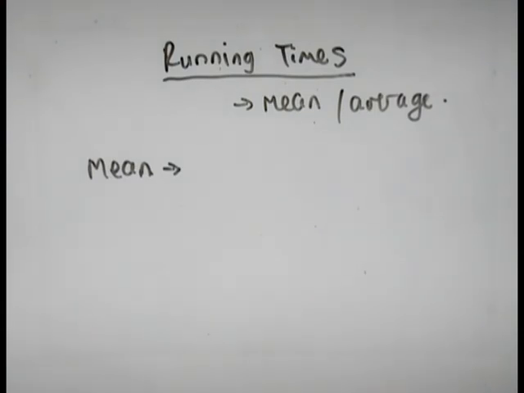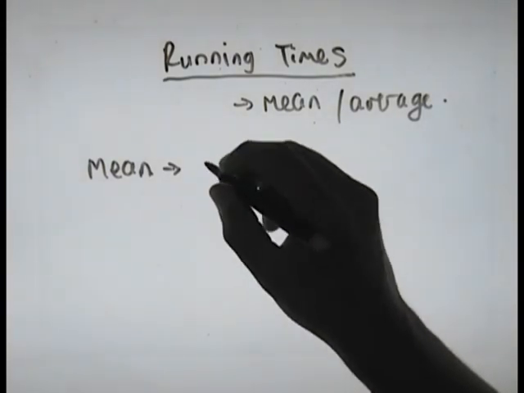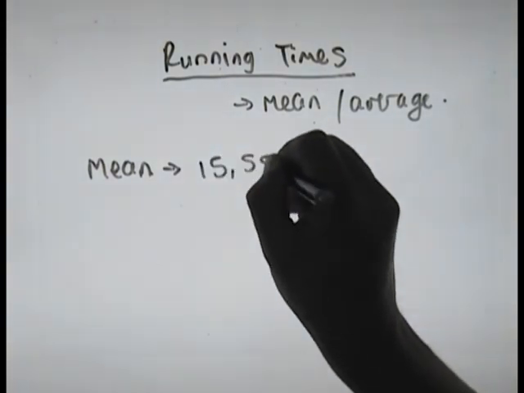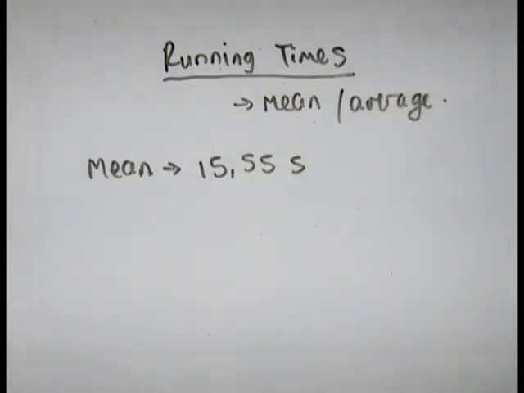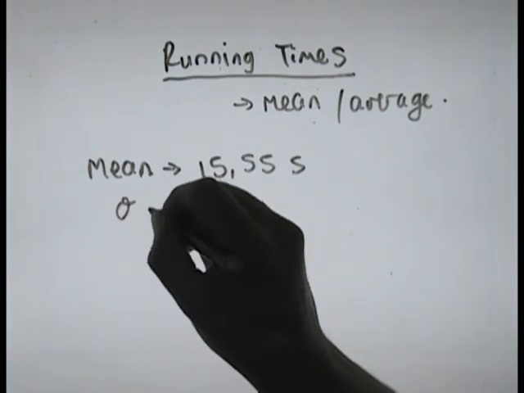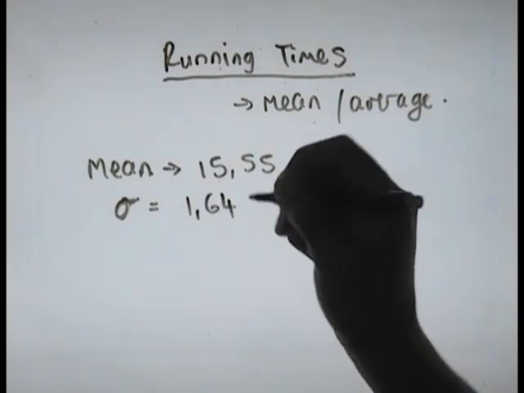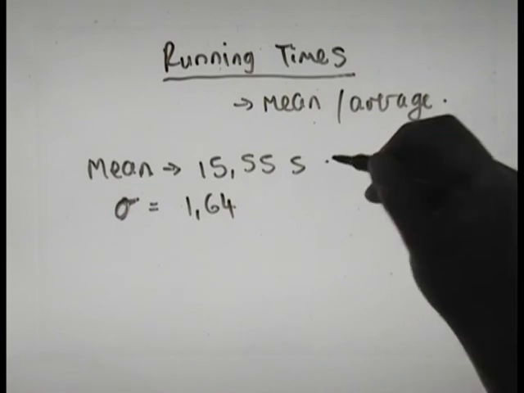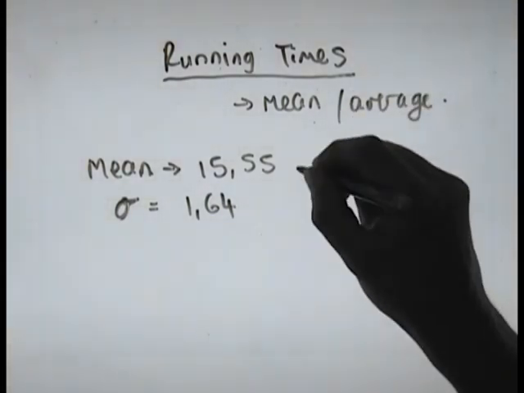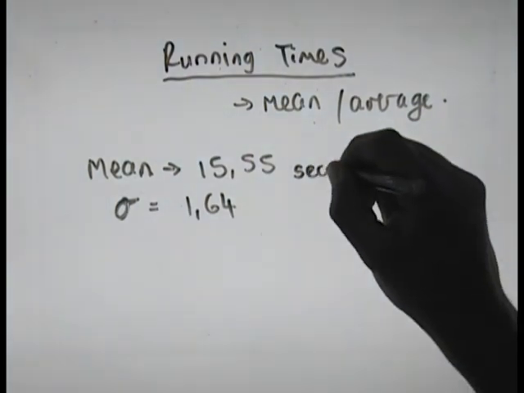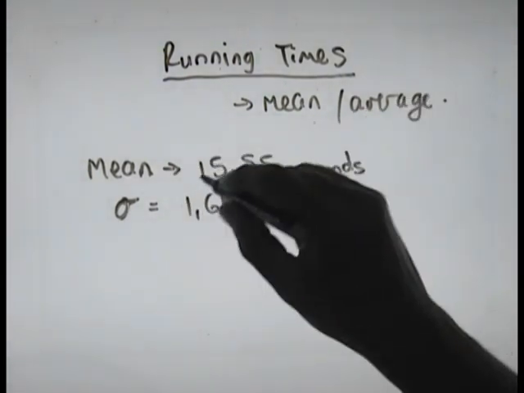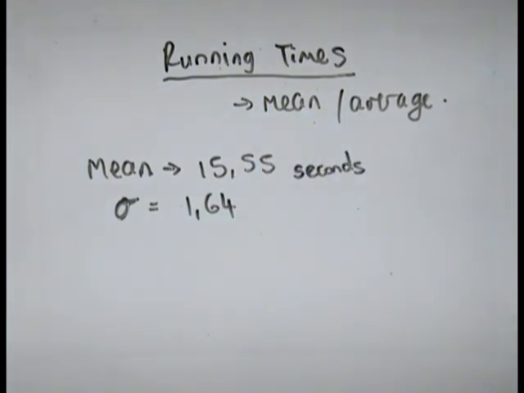Your scientific calculator does have a statistics function. Use it. The mean from this data set of running times comes to 15.55 seconds. The standard deviation of this data set works out to be 1.64. Now the mean just told us what is the average running time. Let's just write that in seconds. The average running time was 15.55 seconds, or close to 16 seconds.